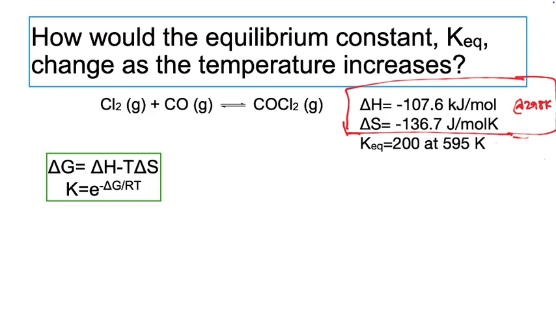I'll add one more thing. Sorry, I forgot. That delta H and delta S, we should assume at 298. So we want to know what happens when we change the temperature. Note we have a KEQ at 595. If we can figure out what the KEQ is at 298, we can now make a comparison. When we increase the temperature, what happened to that value? Make sense? Then with that, spend a minute to try and figure it out.